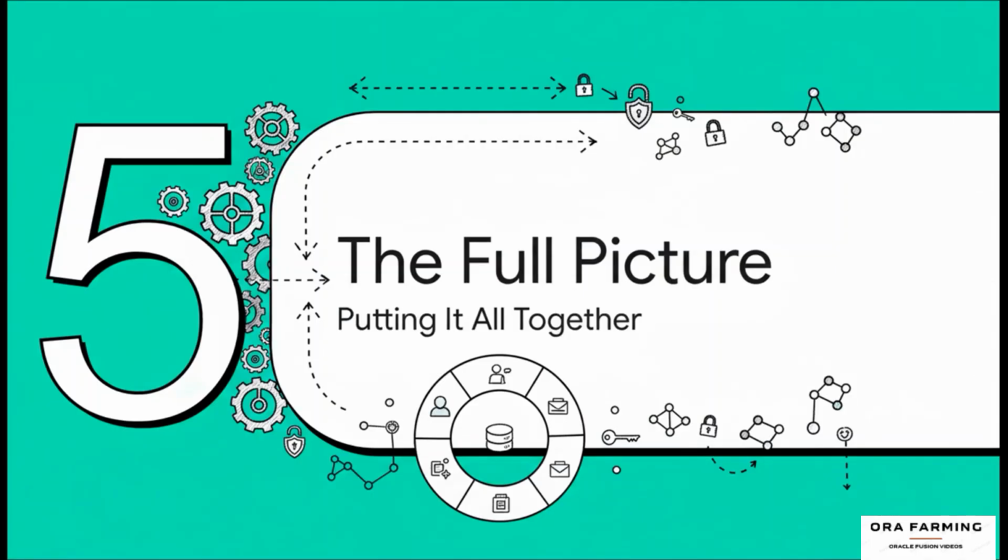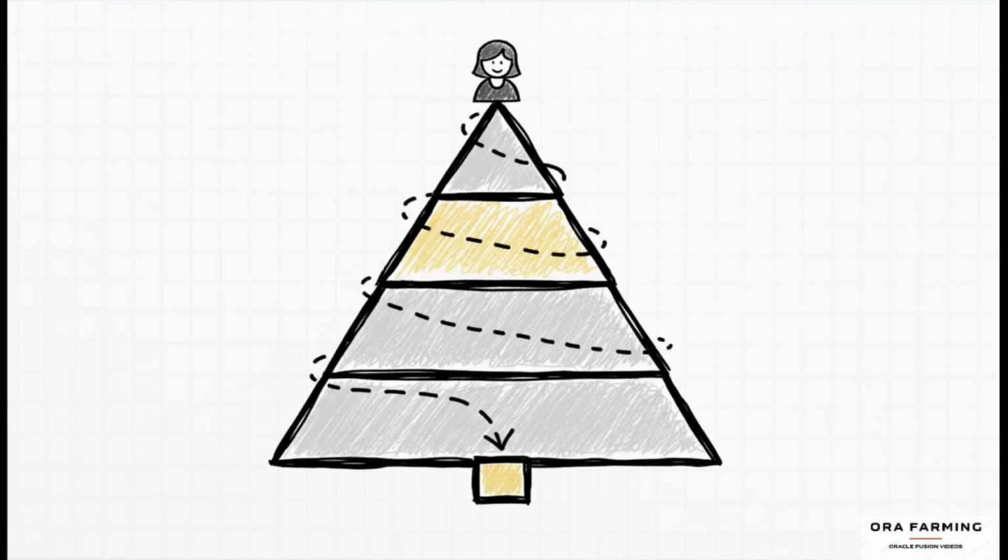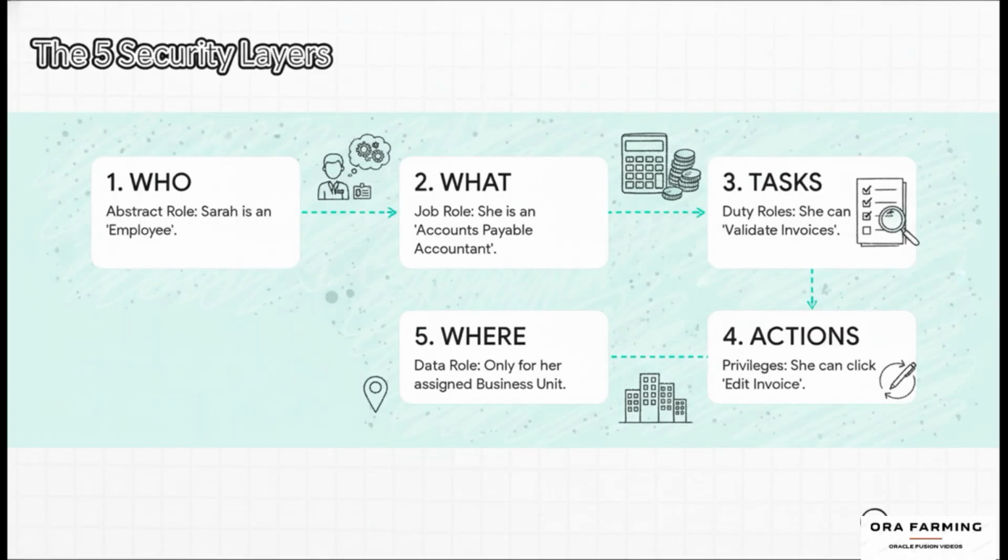Whew, okay. That was a lot. I know. We've walked through all 5 layers. So now let's take a breath and put it all together. Let's see the full, complete picture of how Sarah gets her permissions in the system. All right, let's trace Sarah's security profile one last time, from a simple name in the system all the way to a fully provisioned accountant with laser-focused permissions. Here it is, the whole stack.